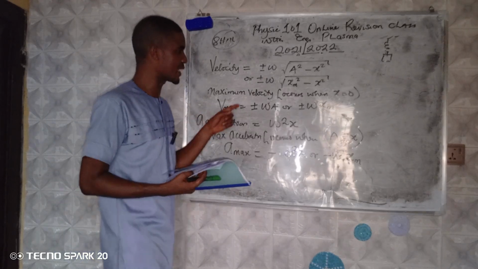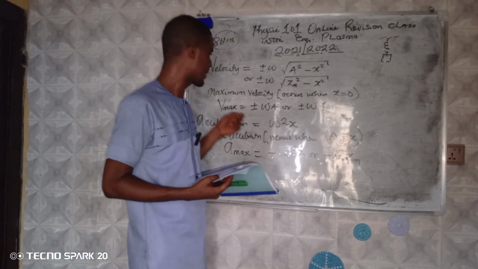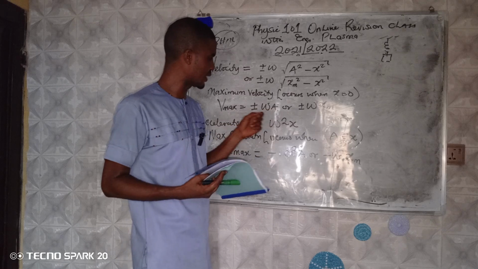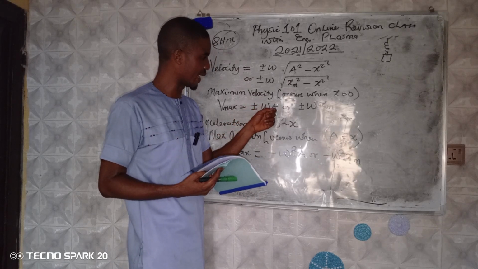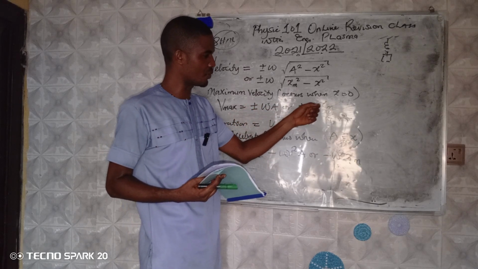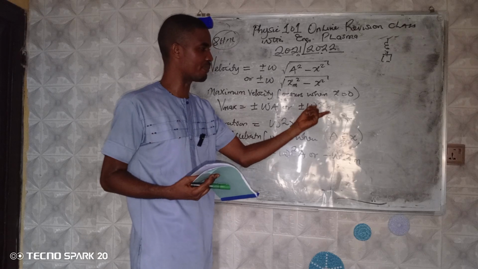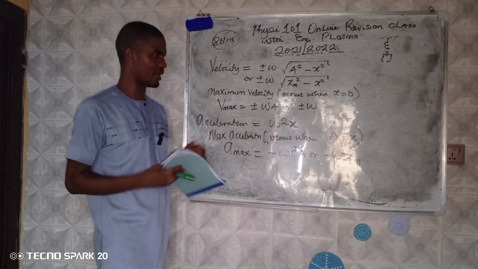The maximum velocity, if x equals 0, is calculated as plus or minus wA, or plus or minus wx_m, depending on whether you are using x_m or A as your amplitude.